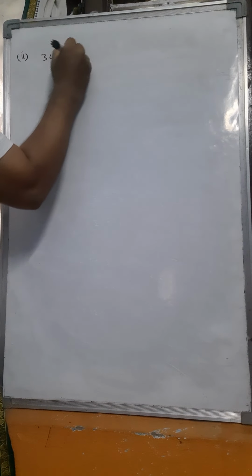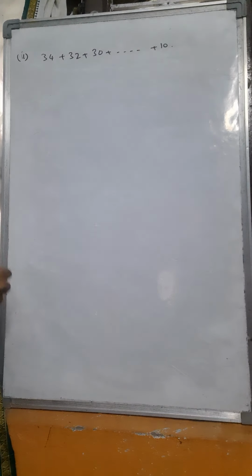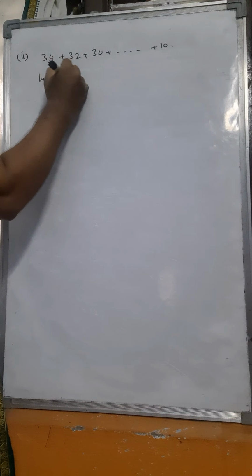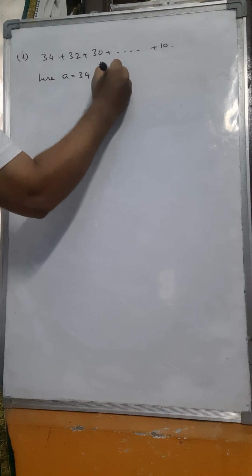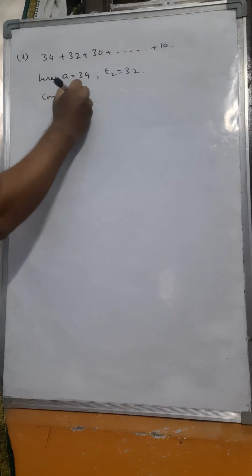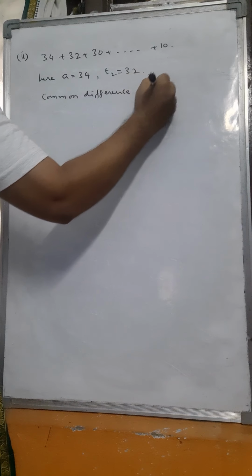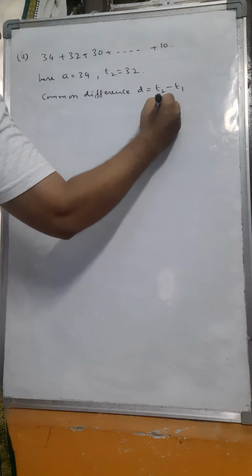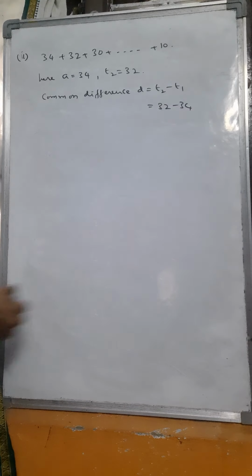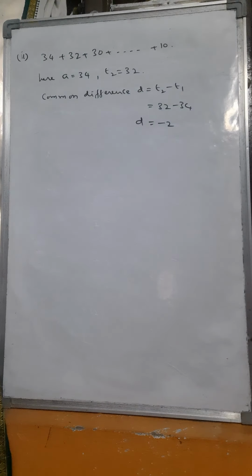The second problem: 34 plus 32 plus 30 plus so on up to 10. Here a is equal to 34, T2 is equal to 32. So the common difference d is equal to T2 minus T1. So that is 32 minus 34, which is minus 2. So d is equal to minus 2.